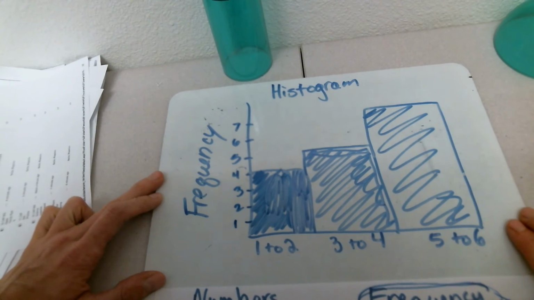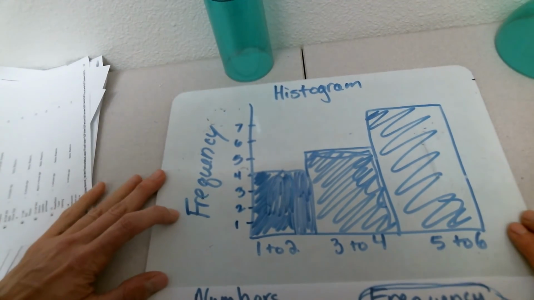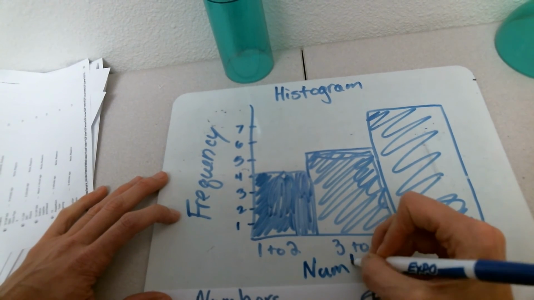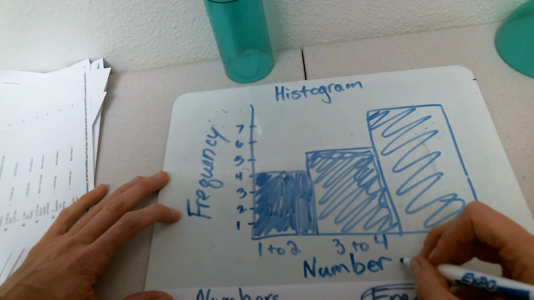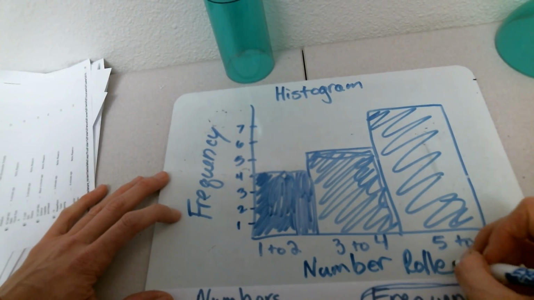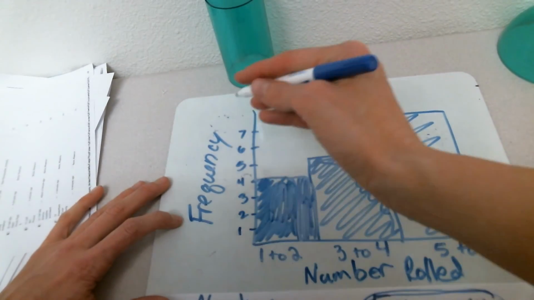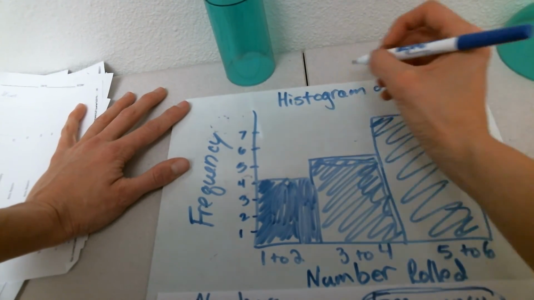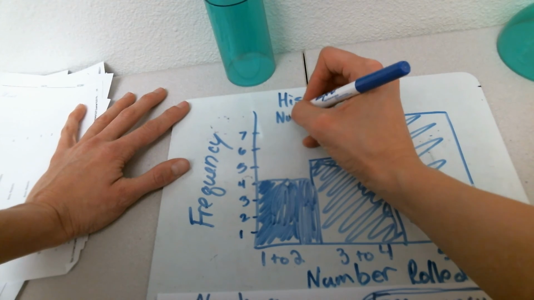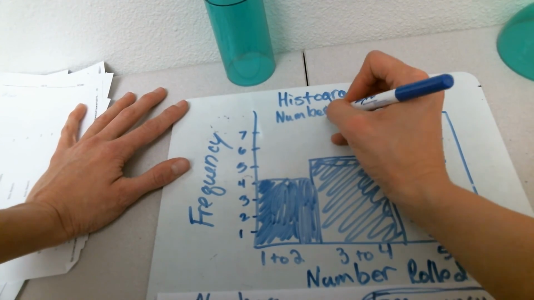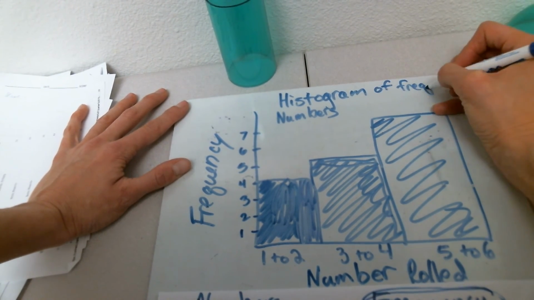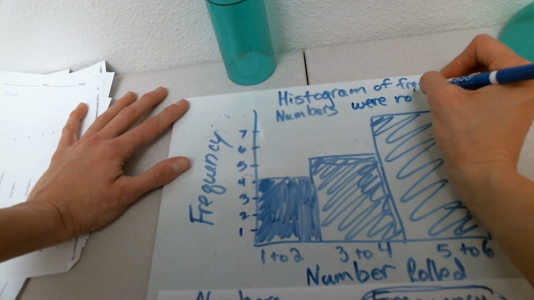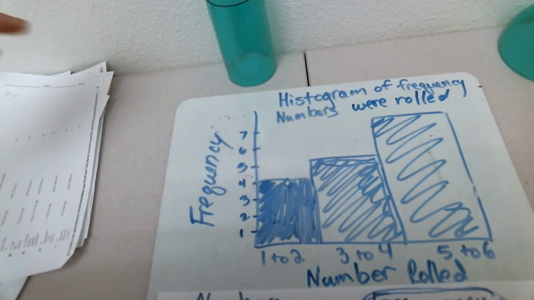So when we do a histogram, we want to make sure we have titles and units. On the bottom, this is referring to the number rolled by the dice, and then along the y-axis is the frequency. So we could call this histogram of numbers rolled, histogram of frequency. Okay, we always want a title for our graphs.